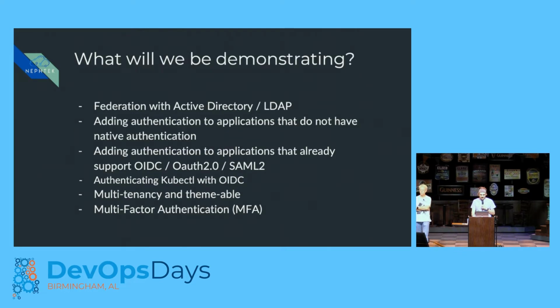So getting into things, what are we going to be demonstrating today? A few of the features of Keycloak that we're going to go over are federation with Active Directory and LDAP, adding authentication to applications that do not natively support authentication. So you think of things like Prometheus, right? You set it up, you go to a URL, you're already logged in, you can view whatever, which isn't the most secure. We also will cover adding authentication to applications that already support authentication, like OIDC, OAuth 2, and SAML 2.